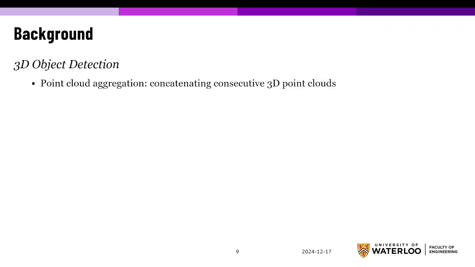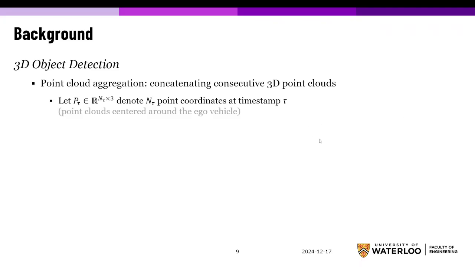So to address this challenge, a commonly adopted technique for 3D object detection is called point cloud aggregation. In this technique, we simply want to concatenate consecutive 3D point clouds to enhance our current observations or make the point cloud denser using consecutive frames. And this is practical because in practical applications, autonomous driving, for example, the point clouds are collected in sequential order.